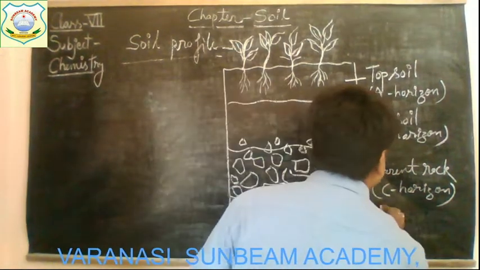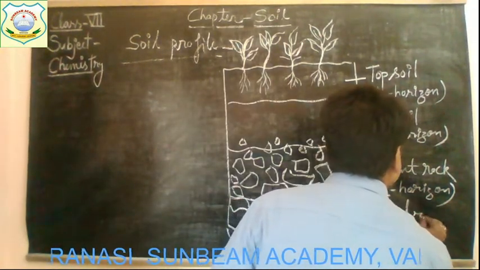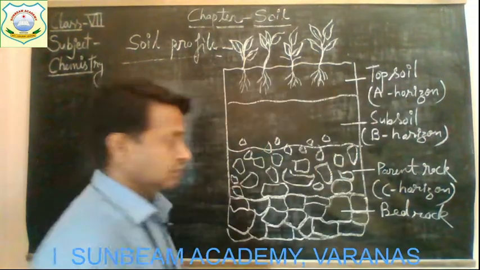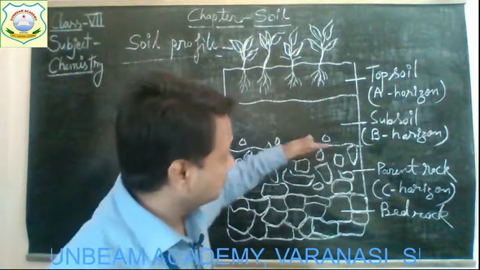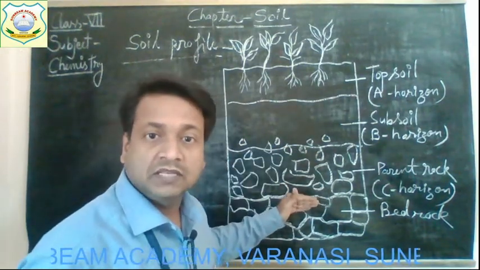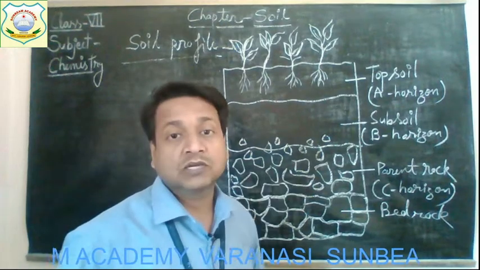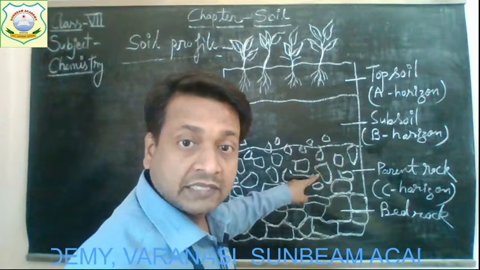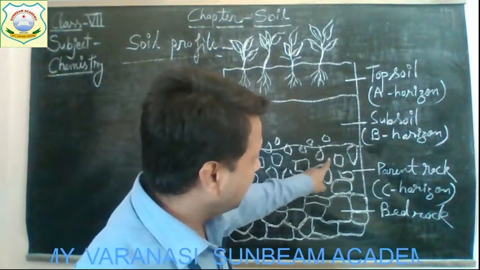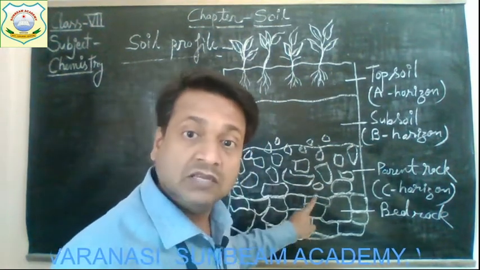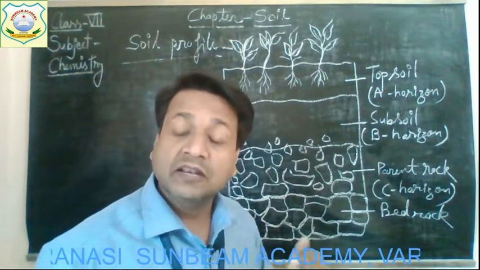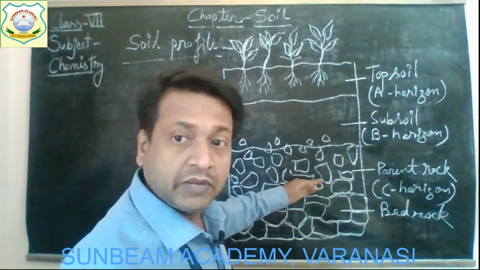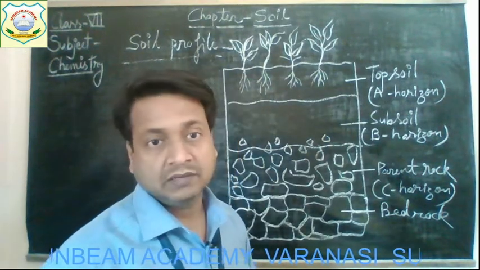This is bedrock. Okay? So below the parent rock, bedrock is there. And it is non-porous. Children, the difference between parent rock and bedrock is that the parent rock is porous, it has spaces, but the bedrock is non-porous. Okay, and the rainwater gathers over it and forms the water table.